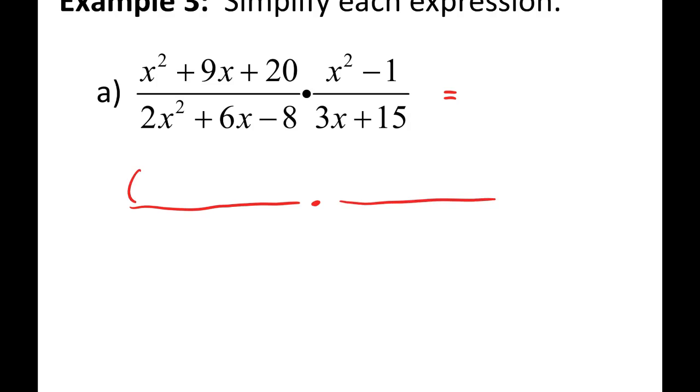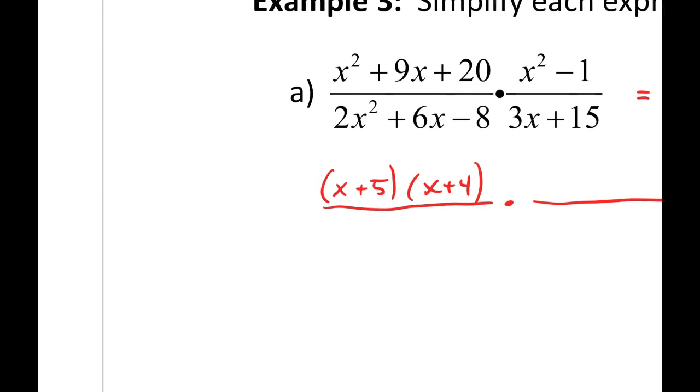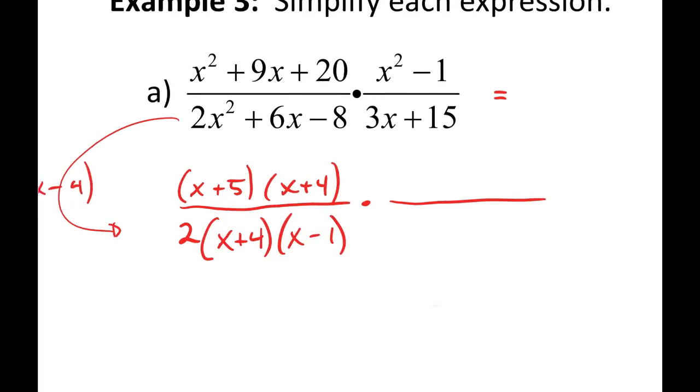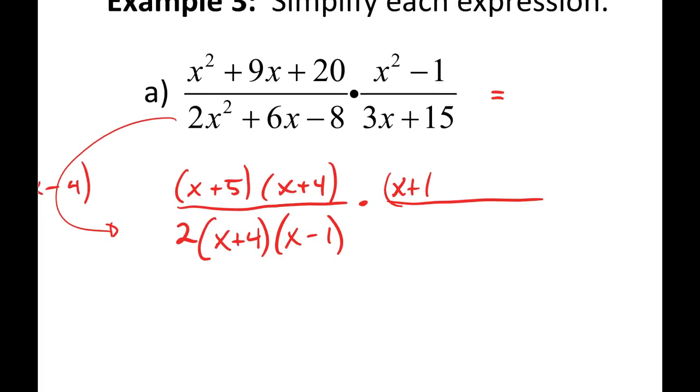Okay, so if I factor this one, x plus 5, x plus 4. If I factor the bottom, well, before I factor it, I'm going to take out a 2. Okay, so that's going to make it a little bit easier to factor. And right away you should say, hey, look at that. There's an x plus 4, just like there is in the numerator. Okay, and let's factor this, x plus 1, x minus 1, and here we have 3, x plus 5.